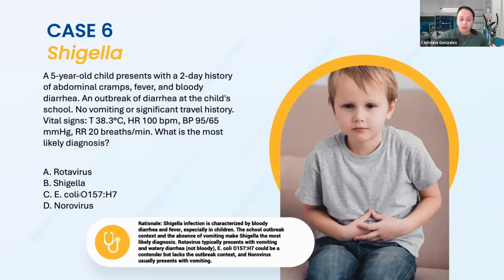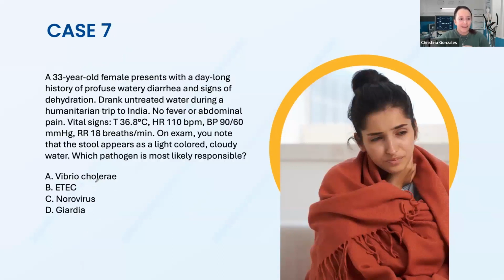Now, E. coli can cause bloody stools, but we usually see this in the setting of eating some sort of product with this type of E. coli, like undercooked beef or things like that. It doesn't mention anything like that in the history, so that wouldn't be my top choice. Shigella would definitely be my top choice here. All right, moving to the next case.